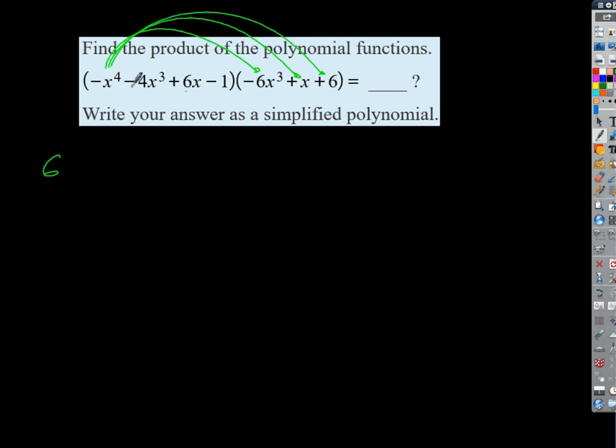Now, what's x to the fourth times x cubed? X to the seventh. If we multiply like bases, what do we do? Add the exponents. So I get 6x to the seventh.